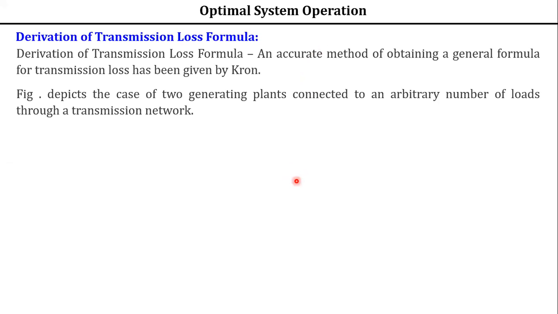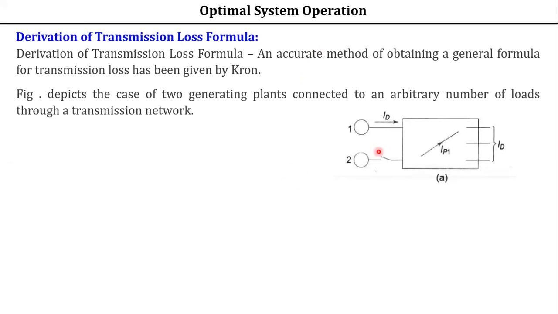So now we see this is a two generator plant. This is the figure. Two plants, plant 1 and plant 2, are connected to an arbitrary number of loads, load 1, load 2, load 3, etc., through a transmission network. Understood? As I said, there are three cases. First, plant 1 alone is supplying the load current ID, where plant 2 is not supplying any load current, so that's why we have shown it as open. This is case 1.